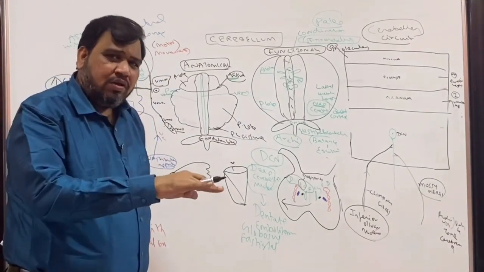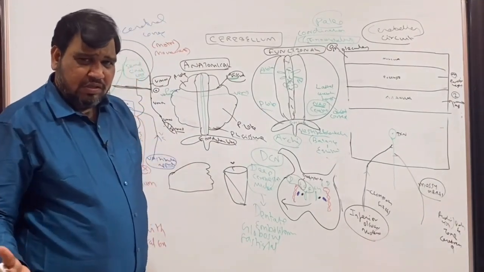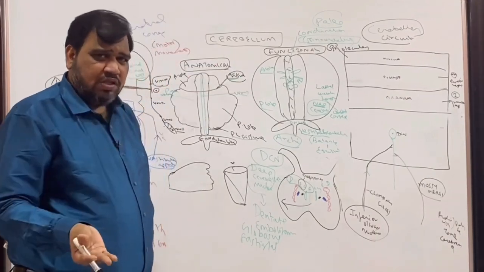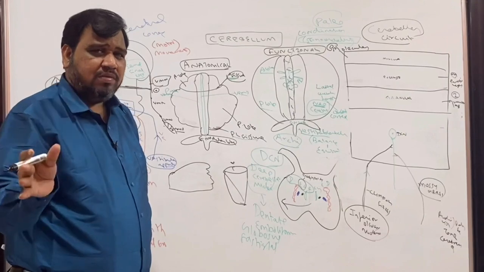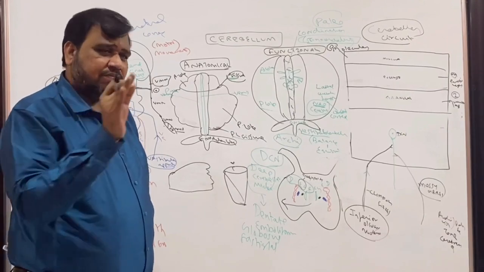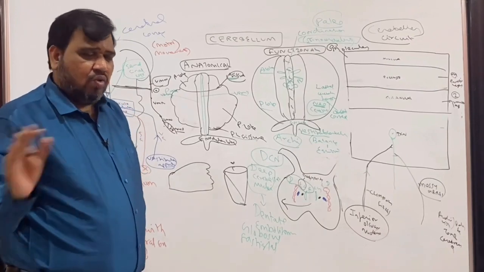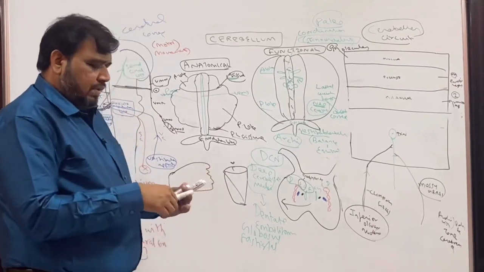Apart from the inferior olivary nucleus, the other inputs coming to the cerebellum are through mossy fibers. So you can remember simply, inferior olivary nucleus means climbing fibers. The other thing is mossy fibers. Now let us go a little bit in depth.